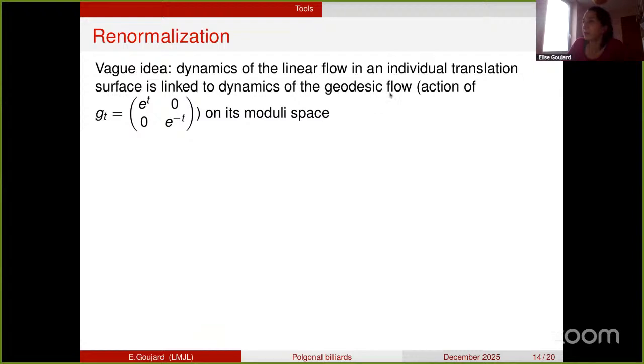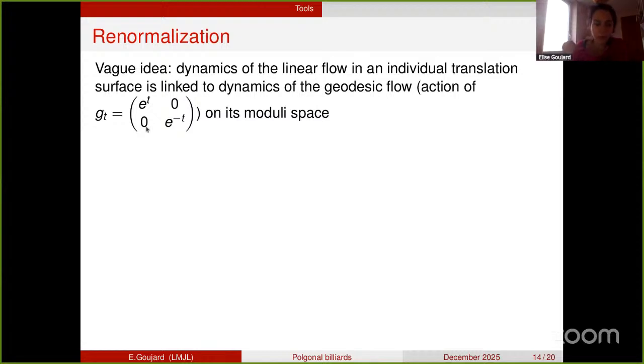What is this geodesic flow? So I presented the action of SL2R. So if you restrict to the matrices of this shape, diagonal matrices of these shapes, it is called the geodesic flow for a good reason. It is really the geodesic flow for the Teichmüller metric, which is something that I won't talk about. So there is a nice metric on this set. And Teichmüller theory basically gives you that the geodesic flow is just the action of this matrix on the moduli space.